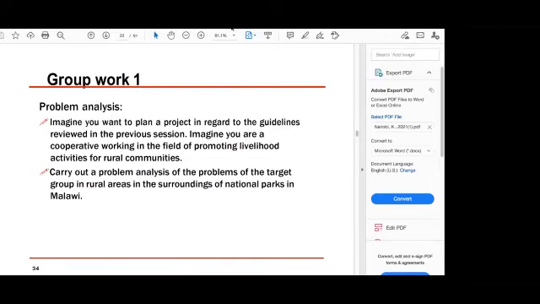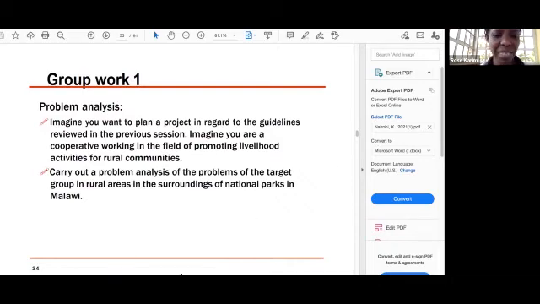Okay, I will appreciate. So in the breakout room, you go to Jamboard. So you go back to the chart, go to the Jamboard, and then you can go to your own slide. You can pick your own frame. And then from there, I want you to analyze what is that problem, or do a problem tree for that particular community. You're imagining your cooperative working in the field of promoting livelihood activities for rural communities in Malawi, for the group living around national parks in Malawi.